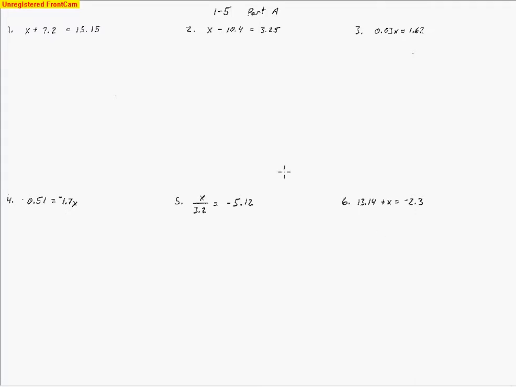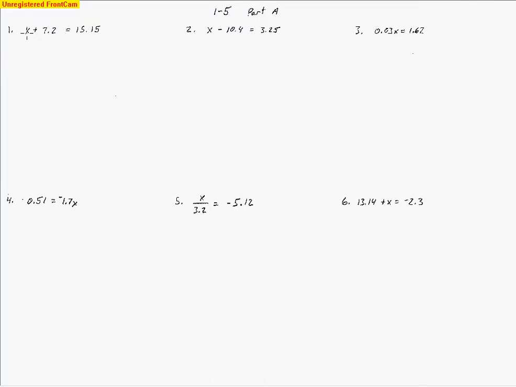Today we will be solving one-step equations, using addition, subtraction, multiplication, or division with decimals. Let's take a look at our first problem. As we solve an equation, we want to do opposite operations. The rule is an equivalency property, and that's what we're going to use here. We use it to do an operation on both sides of the equation so I don't change the value of the equation.